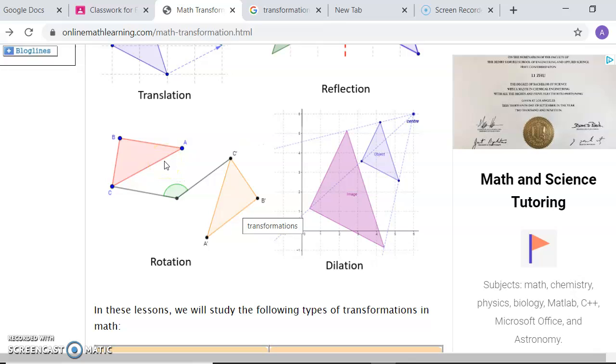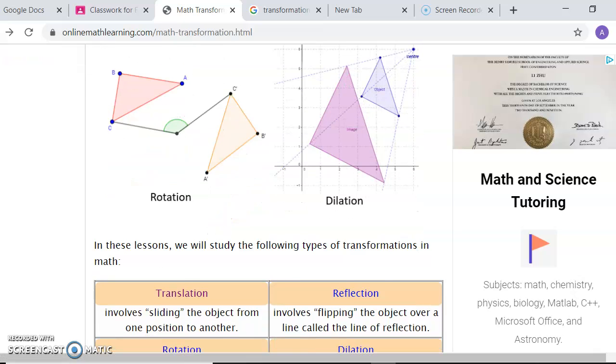Okay, and then the next one of the transformations that we have is called dilation. Okay, dilation is taking an object and making it bigger, or you could take that object and make it smaller. But it has relatively the same proportions, except that it is a bigger size. And we're going to go into more detail of what that is.